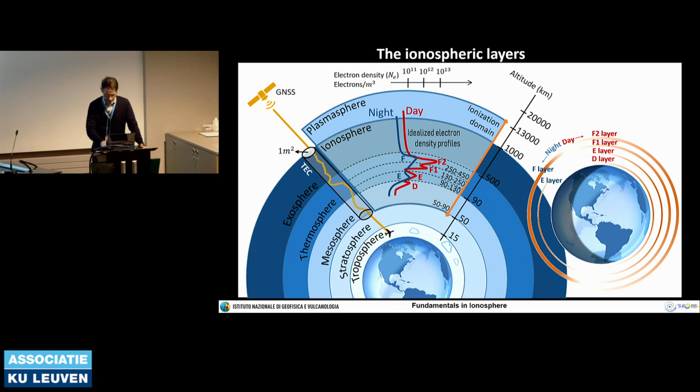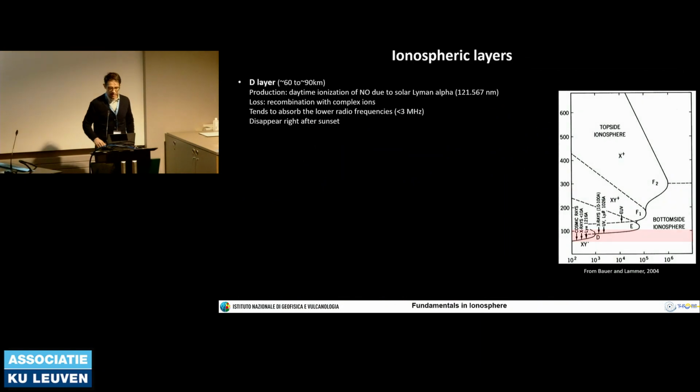Okay, let's say a few words about the ionospheric layer. The D layer is located at about 60 to 90 kilometers. The production mechanism is mainly the daytime ionization of NO due to solar Lyman alpha at that specific wavelength. The loss is due to recombination with complex ions.